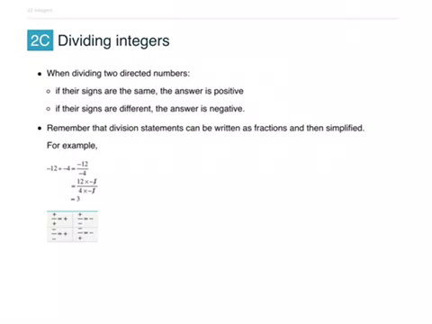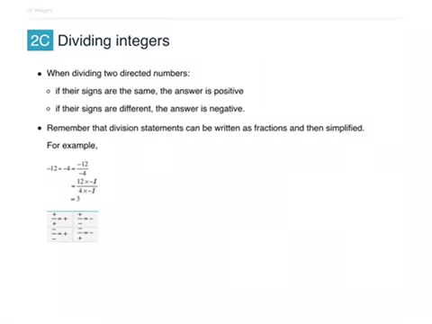Now, when you're doing division of integers, just remember that any division statement you can write as a fraction, and then you can simplify. For example, negative 12 divided by negative 4, that's the initial statement. You can write that as a fraction, and then we simplify. 4 goes into 12 3 times, so the answer is 3. And following the rules, if we have two negative numbers being divided by each other, then the answer is positive.